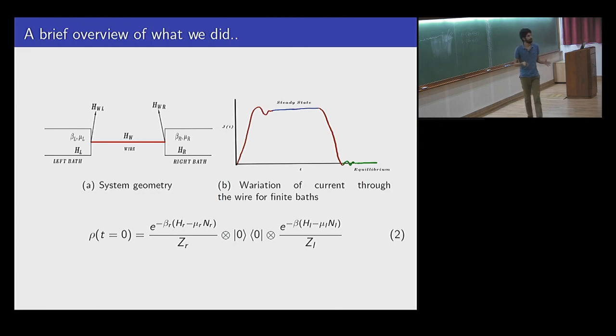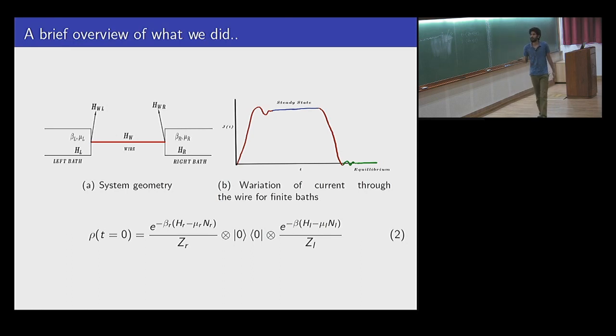We considered a system with a wire, the red line, which we coupled to two thermal reservoirs. The thermal reservoirs are pure metals, and H_WL and H_WR are hopping Hamiltonians from the wire to the respective reservoirs. So there is a left bath and a right bath.